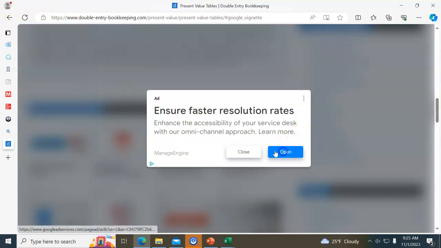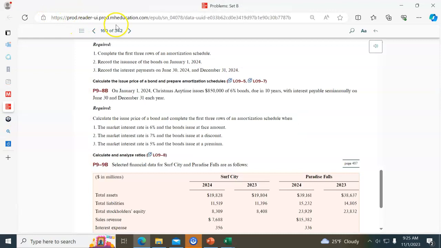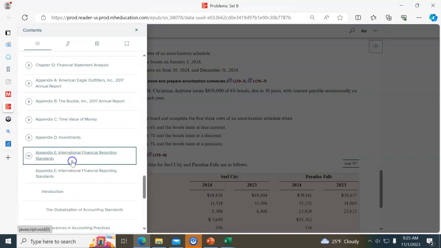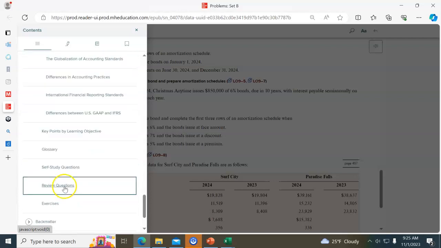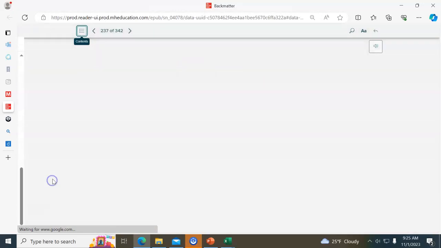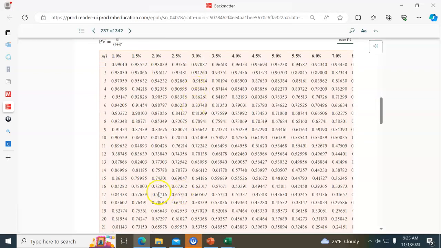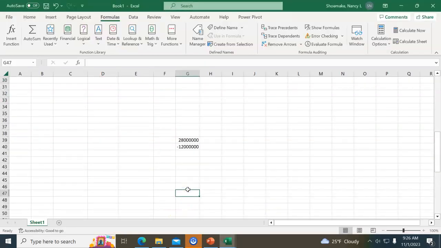What page was it? 240. Thank you. That's where it is. So table two, present value of a dollar. What did I say? 3%, 16 periods. The factor here is 0.62317, right? 0.62317 times 100,000. The present value of that lump sum is 62,317.